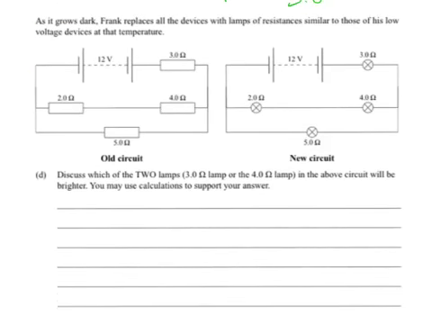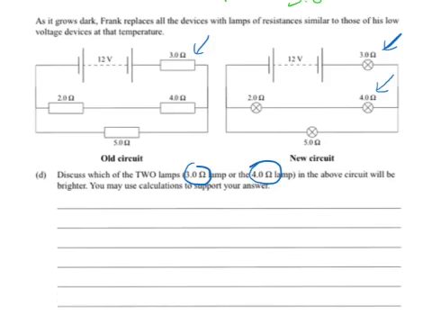As it grows dark, Frank replaces all the devices with lamps of resistances similar to those of his low voltage devices at that temperature. Okay, that's convenient because lamps don't hold a constant resistance, but we'll stick with that. Discuss which of the two lamps, the 3 ohm lamp, this one here, or the 4 ohm lamp in the above circuit, will be brighter. You may use calculations to support your answer.